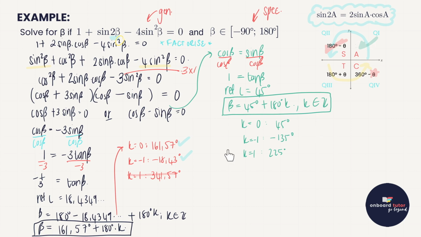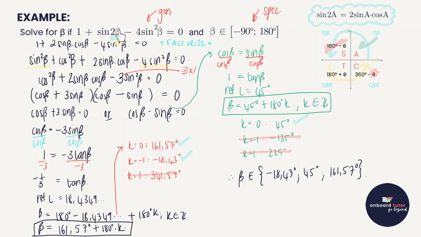And then on this side here, to our other solution, 45 degrees does fit. So let's give that a tick. Minus 135 is too small. That's much smaller than minus 90, and 225 is also too big. So there we've got three solutions that fit, and so we can now write down our answer. So therefore, beta is an element of, and then we're going to list from smallest to biggest. So minus 18,43 degrees, 45 degrees, and 161,57 degrees. So there you have it.